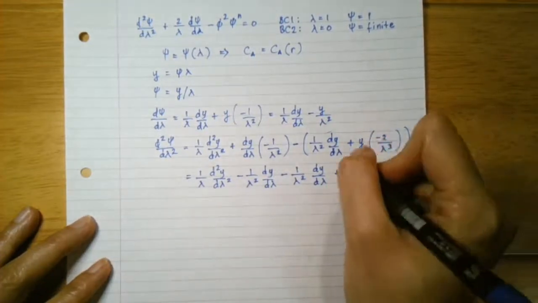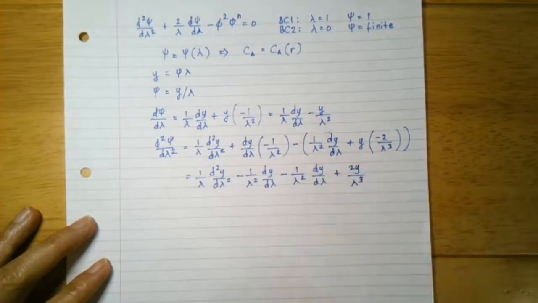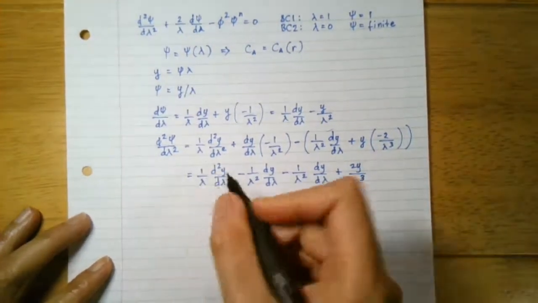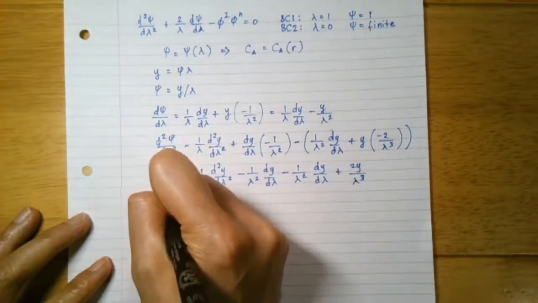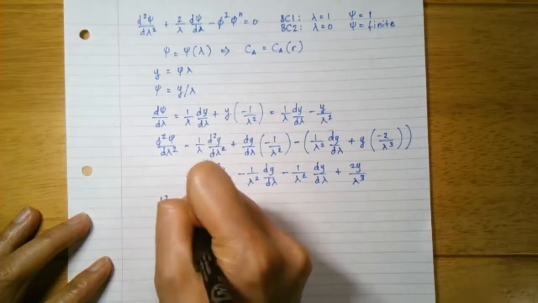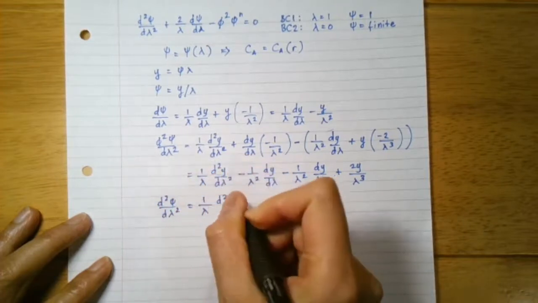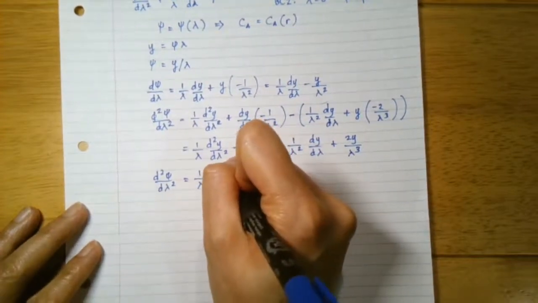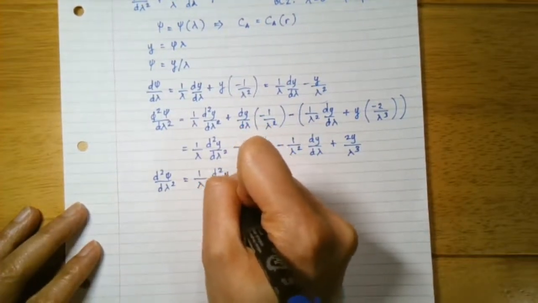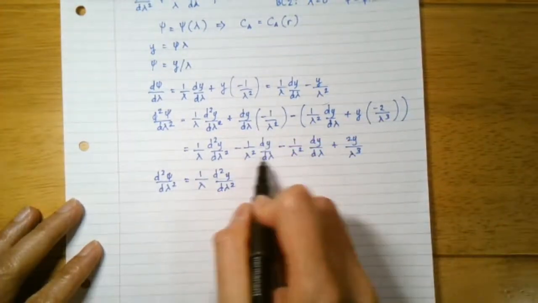And then I have 2y over lambda cubed. Okay, so my second derivative of psi with respect to lambda is equal to 1 over lambda, second derivative of y with respect to lambda.